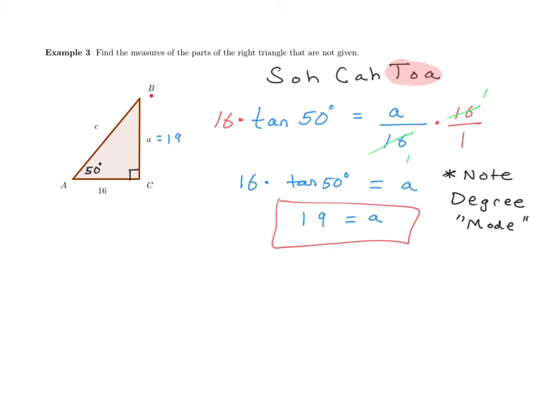That being said, I know the length of this side. What should we find next? The measure of angle B or the length of side C? I think I'll go with the length of side C. Because this is a right triangle, you could use the Pythagorean Theorem. This squared plus this squared is equal to this squared. You can also use these equations as well.